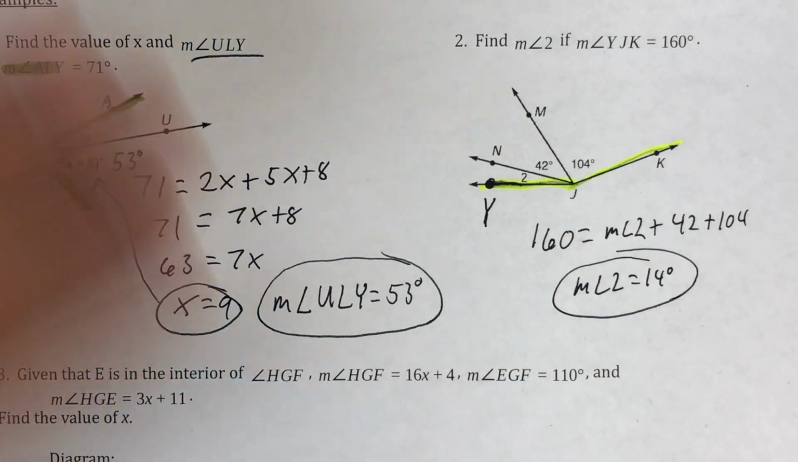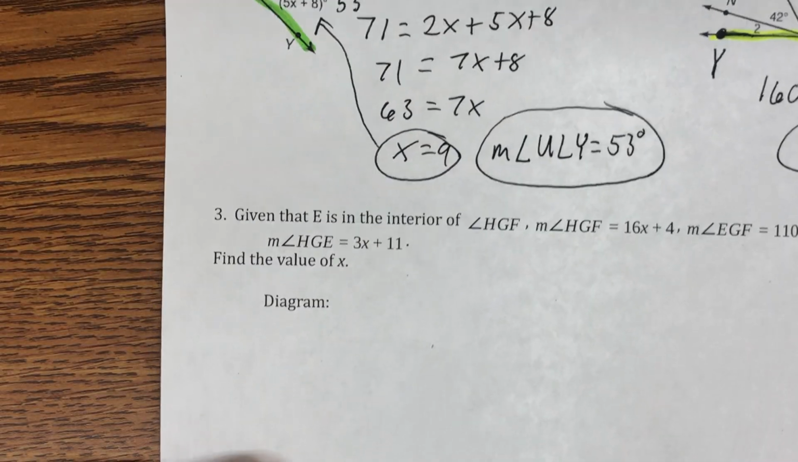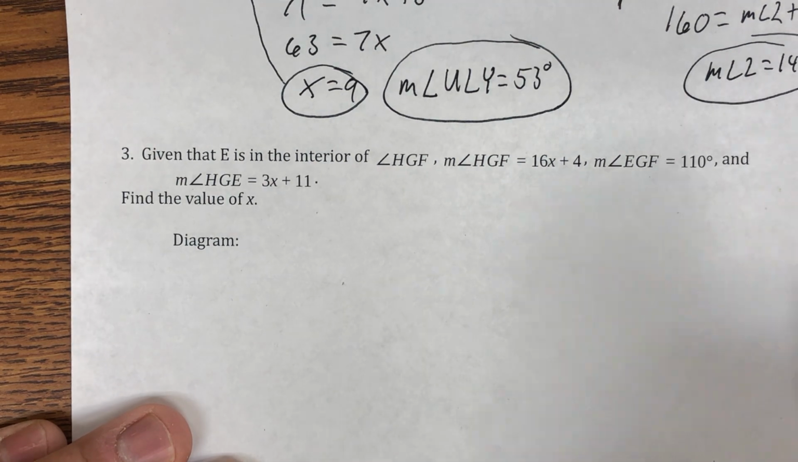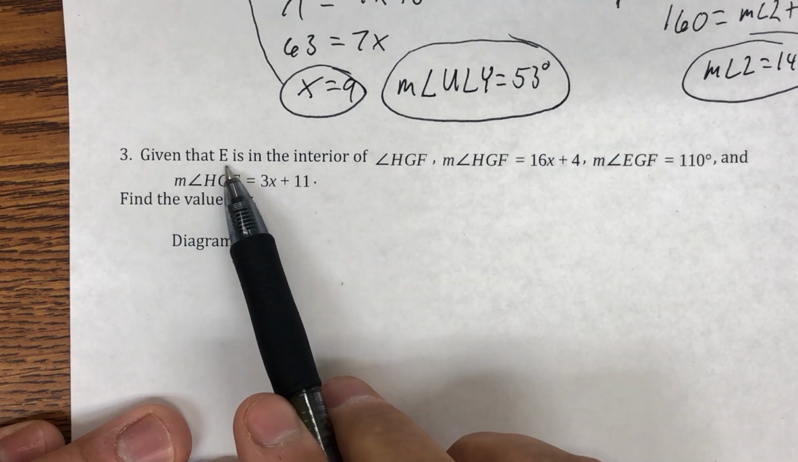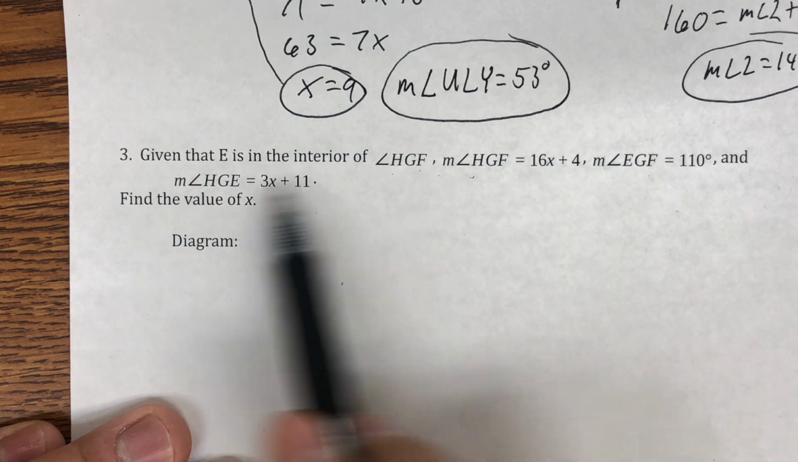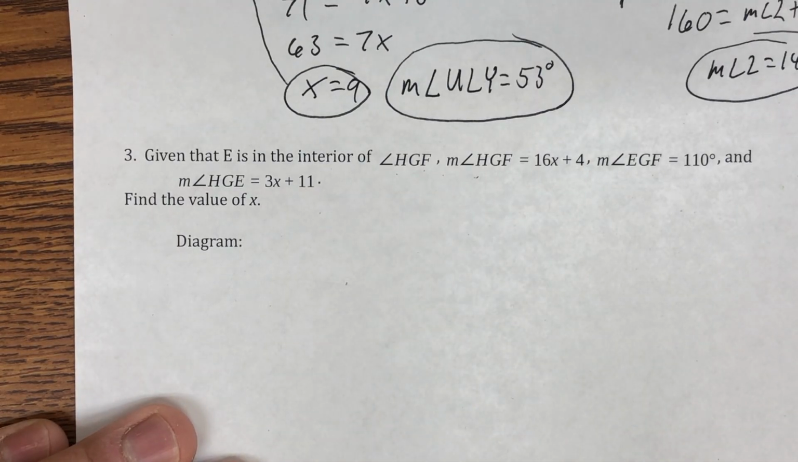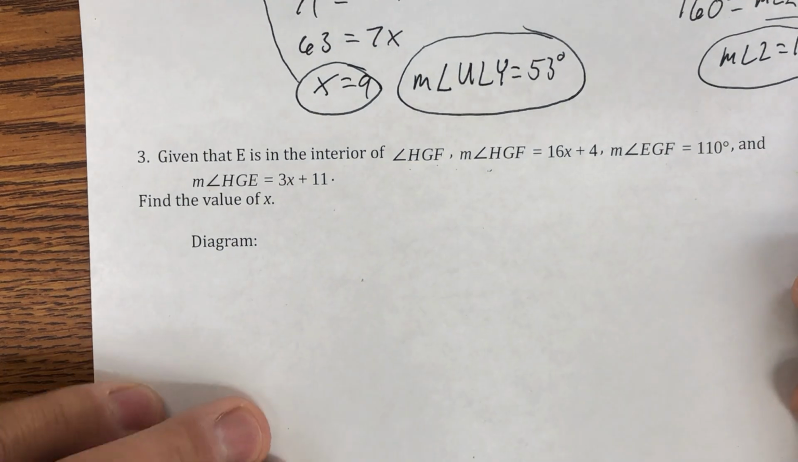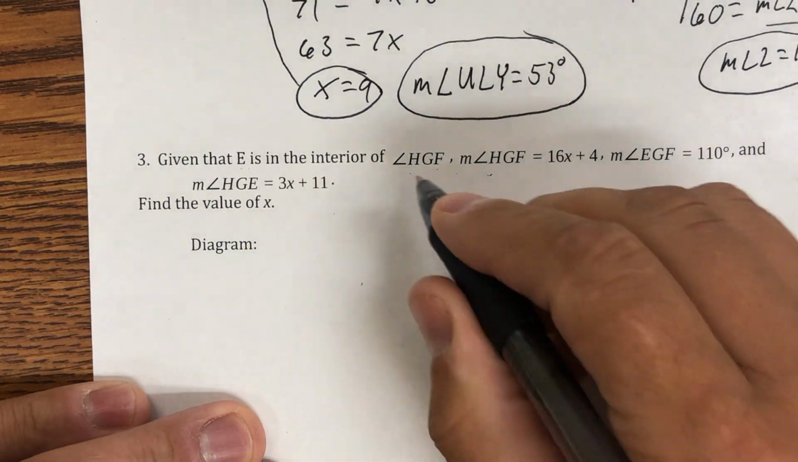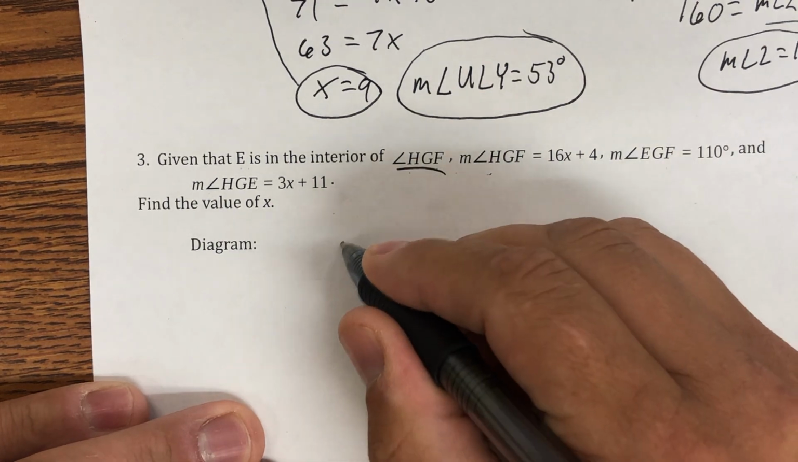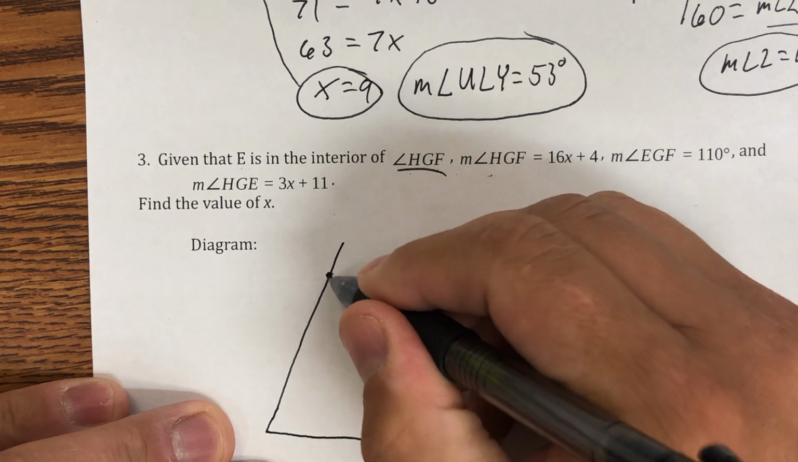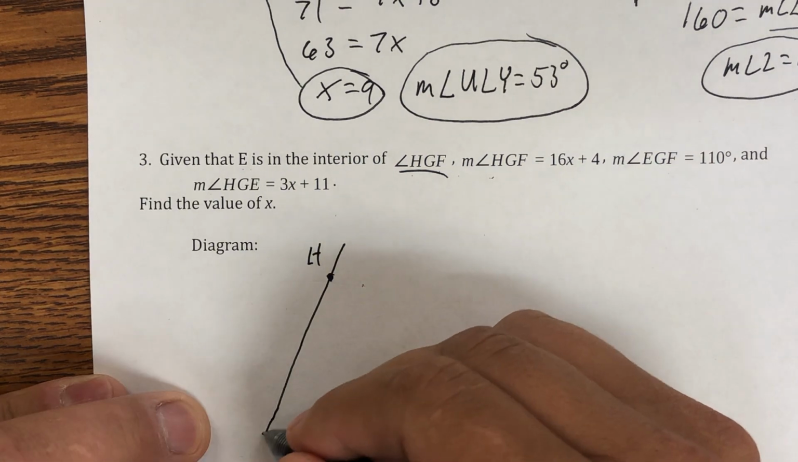All right, last one. No picture here, so I have to draw out the diagram. Okay, this is just too difficult without a picture. If I start reading this, I have point E, HGF, HGF, EGF, HGE, too many H's, too many G's, draw it out. So E is in the interior, point E, of HGF. So HGF is the big angle. I'm going to start with that. Draw it fairly big so you have plenty of room. So HGF.